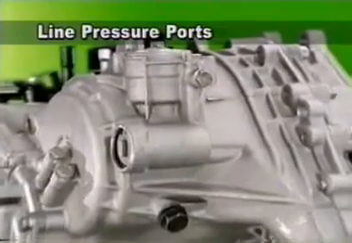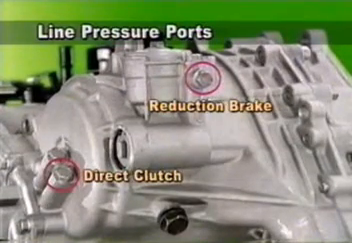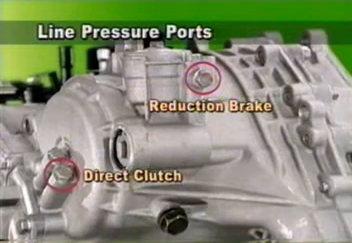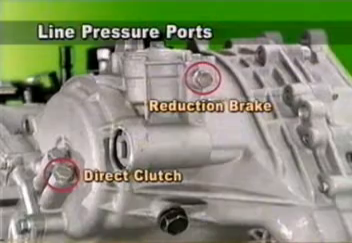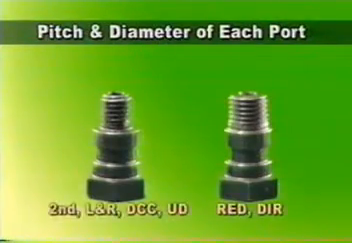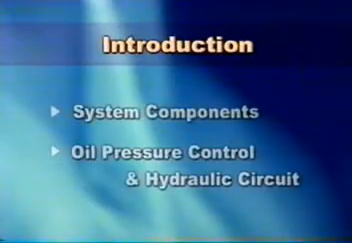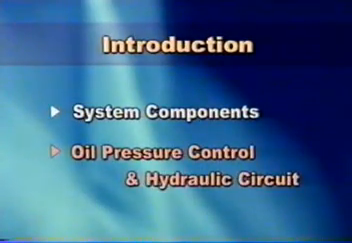In 5-speed automatic transaxle, an additional port is applied at the transaxle case to measure the oil pressure of reduction brake and direct clutch of sub-transaxle. Since the pitch and diameter of this port is bigger than that of others, note that an extra gauge adapter is needed. Now let us explain about the hydraulic circuit.